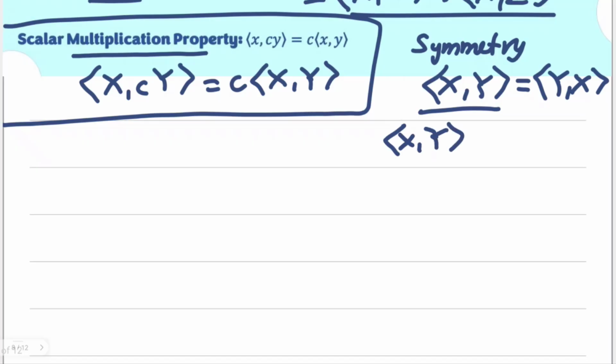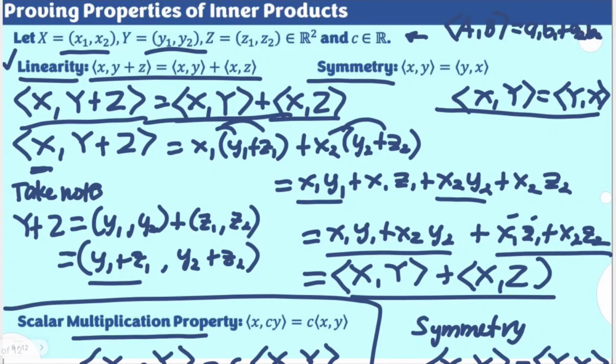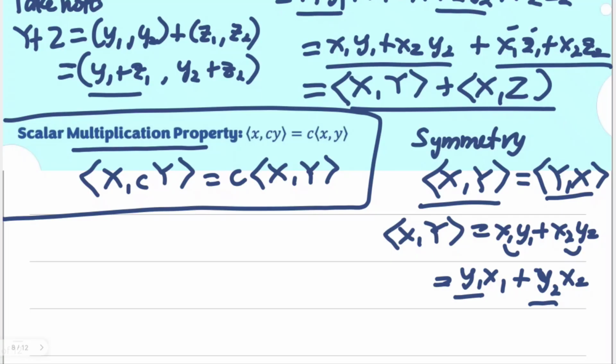Take note the product of that is x sub 1, y sub 1 using the first components of the vectors, plus the product of their second components. Take note, we would like this to happen, so we simply use the commutative property per term, y sub 1, x sub 1, plus, sorry, that's y sub 2, x sub 2. Since we already interchanged them, and the first term is y, this is equal to y and x here.